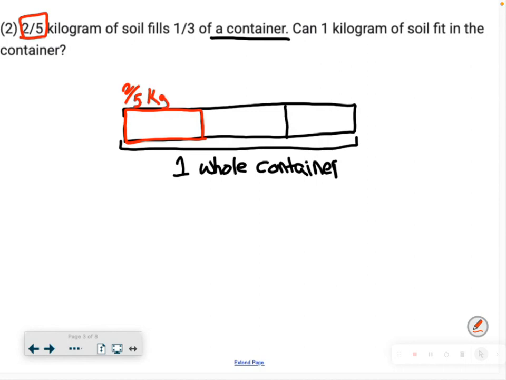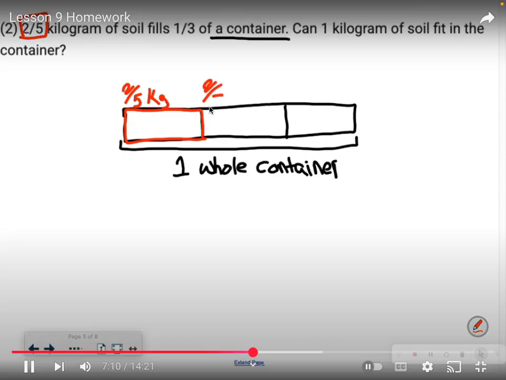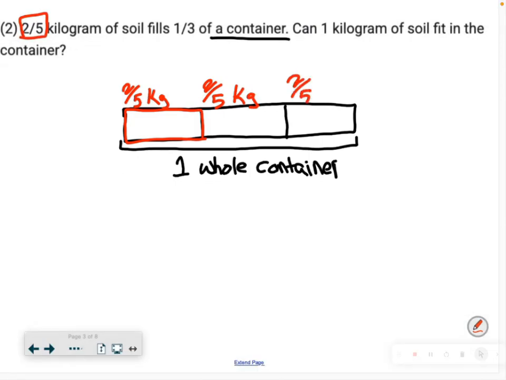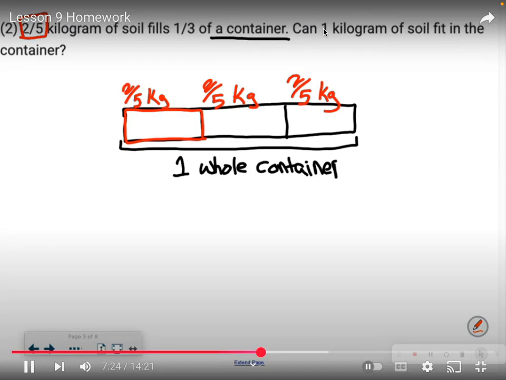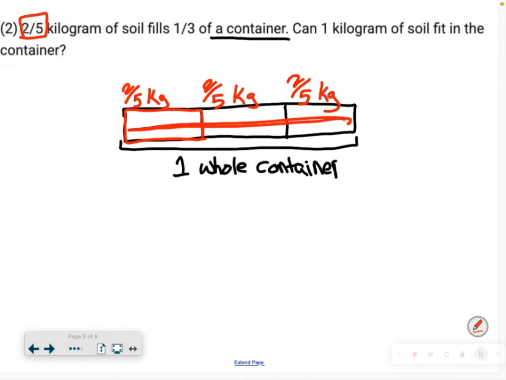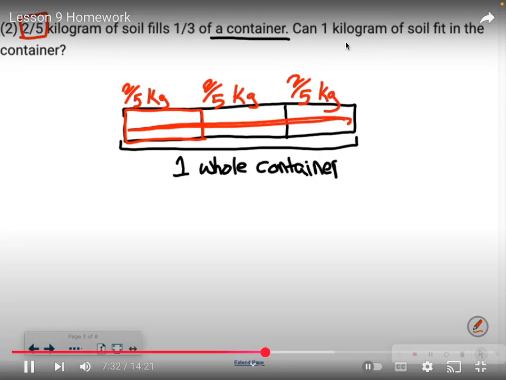And if that's going to be 2/5, then that means every third after that is also going to be 2/5. And remember what I said at the beginning, we're looking for 5/5 would be 1 kilogram of soil. So if we get to 5/5, or if we go over 5/5, then that means that the answer would be yes, 1 kilogram can fit in.